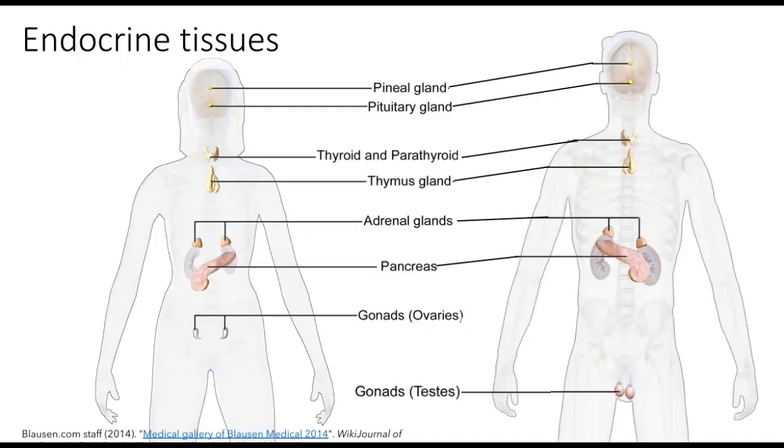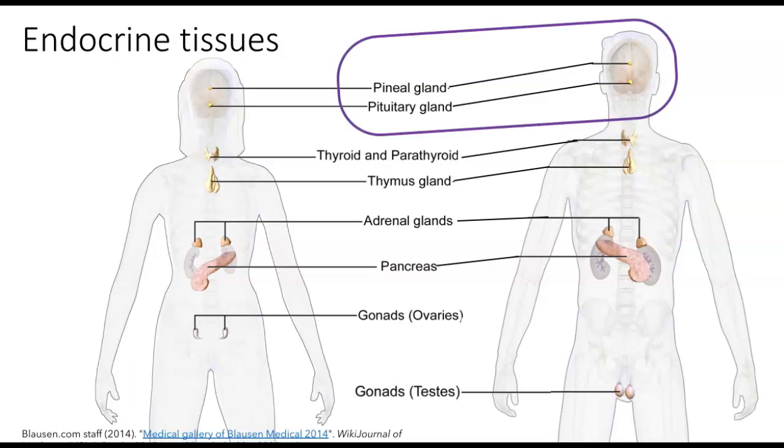Earlier I said that many hormones are produced by specialized endocrine tissues. Here's a cartoon that shows us some of these. Now, some endocrine tissues are found in the head. The pineal gland is in the brain itself. The pituitary gland is closely associated with the brain, but other endocrine tissues are scattered through the body.